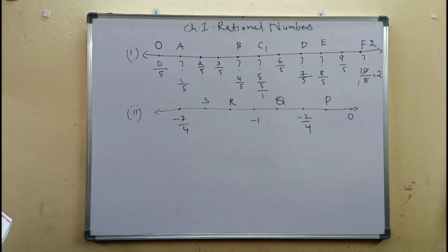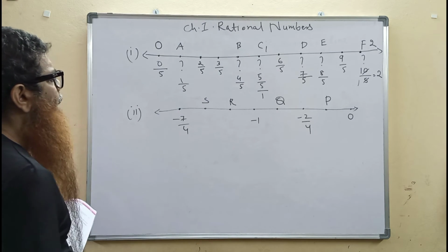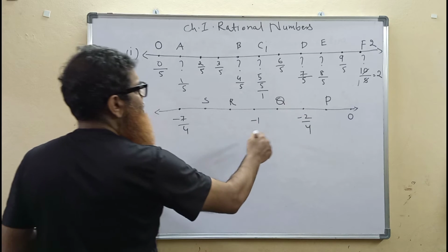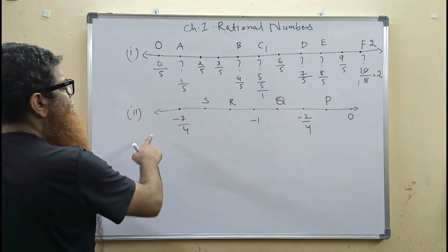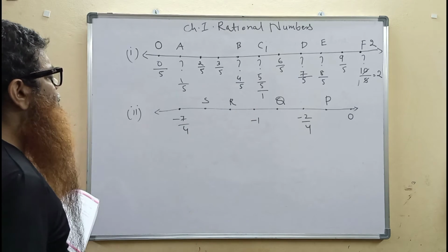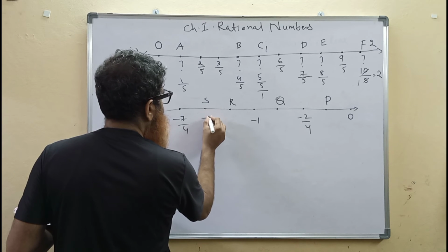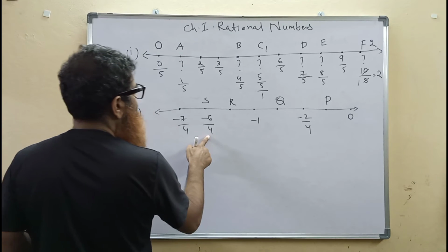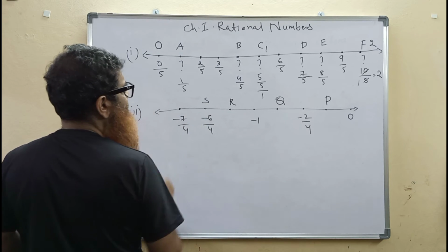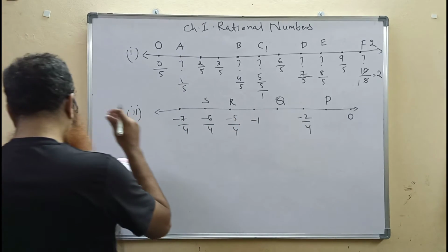The numbers are before 0. You can say they are between -2 and 0. -1 is already given here and 0 is given. So these are the numbers between -2 and 0. So it is -7 by 4. So what should be the next number in this series is -6 by 4. The denominator being 4. Before -7 comes -6. Then the next we need to find is -5 by 4.